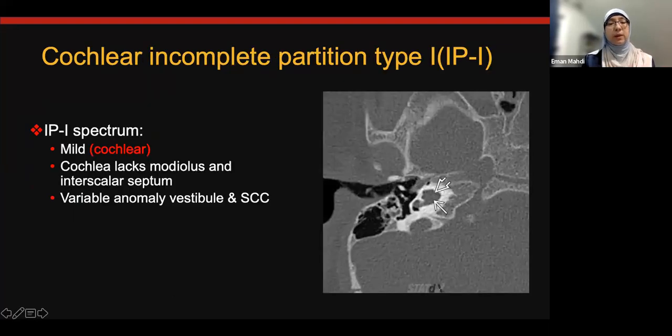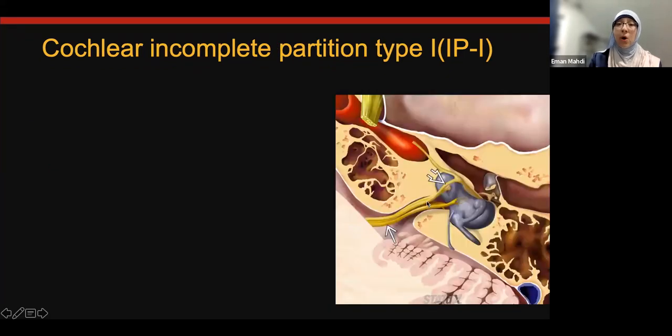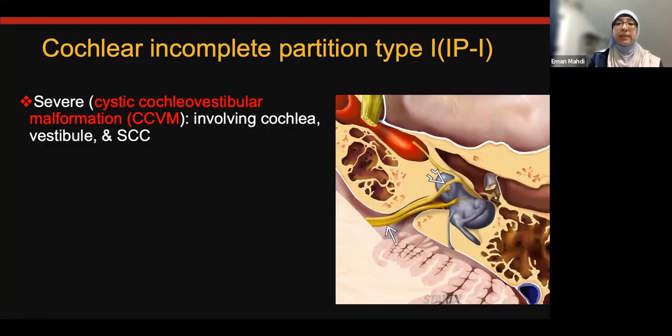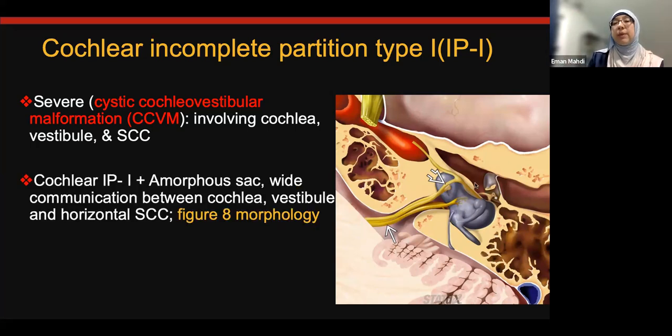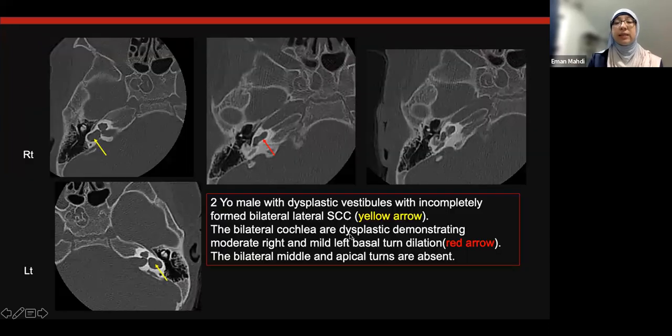But with type 2, there's also other abnormality. So still with type 1, it could be just a mild cochlear abnormality that looks cystic, lacking the modiolus and the interscalar septation. Or there is a more severe type of cochlear incomplete partition type 1, which is called cystic cochleovestibular malformation. So the cochlea and the vestibule are formed, but each is cystic in appearance. Sometimes it can give the figure of 8 appearance. So that's the case that you saw prior.